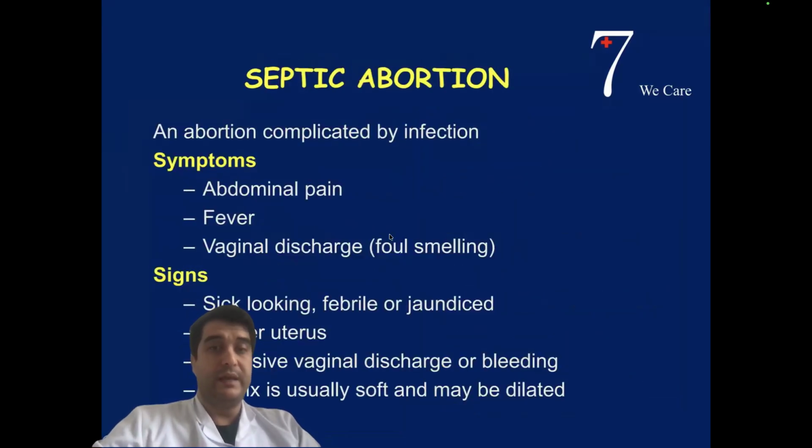So septic abortion, an abortion complicated by infection. Symptoms and signs are abdominal pain, fever, vaginal discharge, with a foul smell. Signs: the patient is sick looking, febrile, or jaundiced. A tender uterus, offensive vaginal discharge or bleeding. The cervix is usually soft and may be dilated.